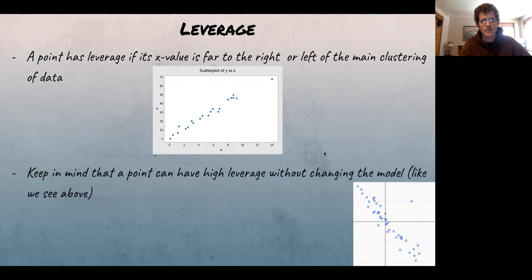Okay, now a point can have high leverage without changing the model. It does technically change it, we'll talk about that more. But notice this trend line is already running this way, and this point happens to fall pretty close to it. So it's not really changing the model that much, but it does still have high leverage. We'd still call that a high leverage point.